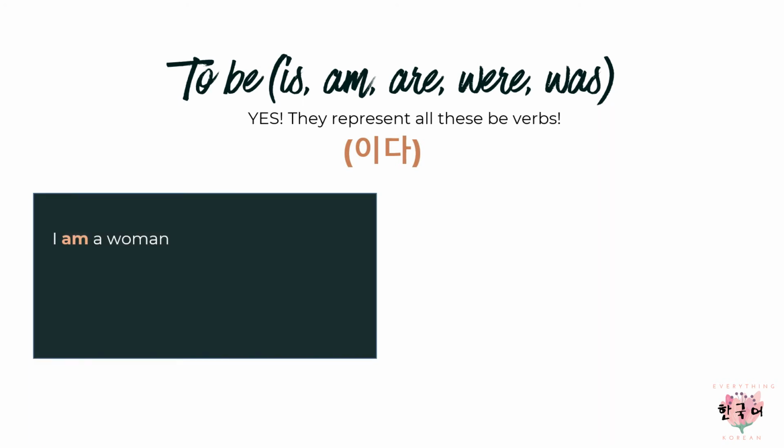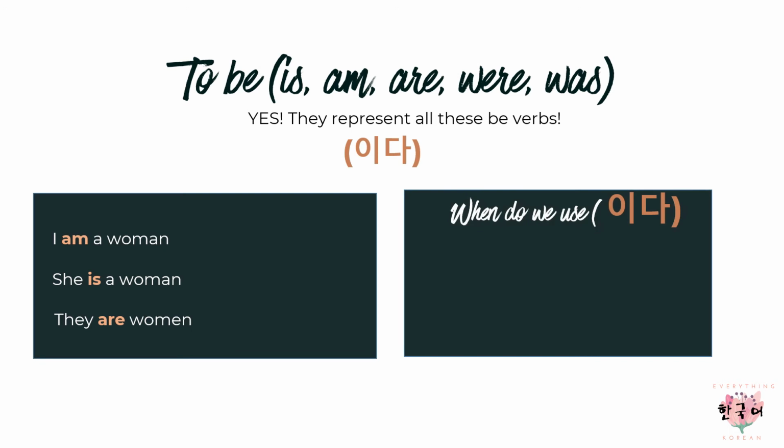Let's see, for example, these sentences. I am a woman. She is a woman. They are women. So I have mentioned a while ago that when we use adjectives in our sentences, we do not use be verbs. However, what is the difference between these sentences and sentences with an adjective?